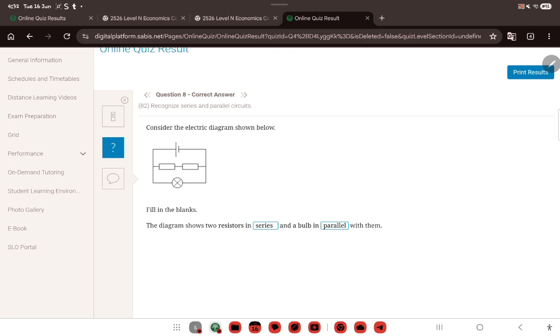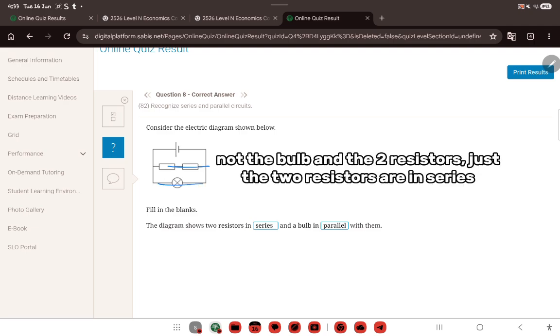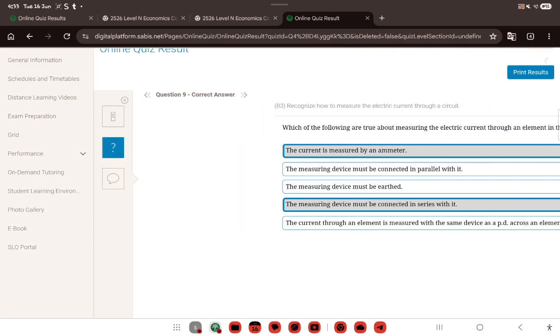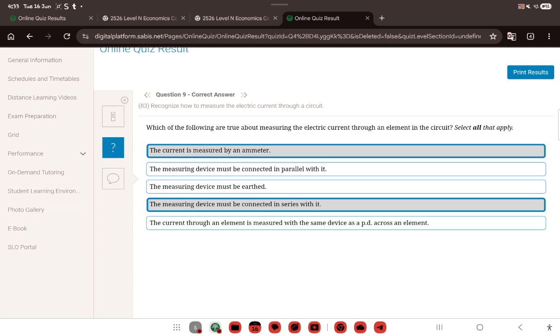The diagram shows two resistors in series, and a bulb in parallel with them. You can obviously see that the bulb is parallel to them, and the two resistors are in series. They're not parallel since they're next to each other on the same line. Which of the following are true about measuring the electric current through an element in the circuit? The current is measured by an ammeter, and it has to be connected in series with it.